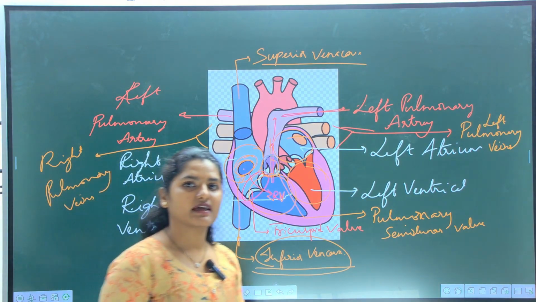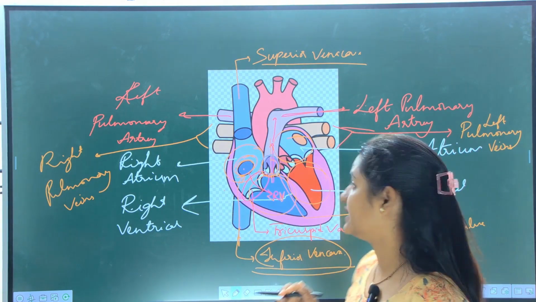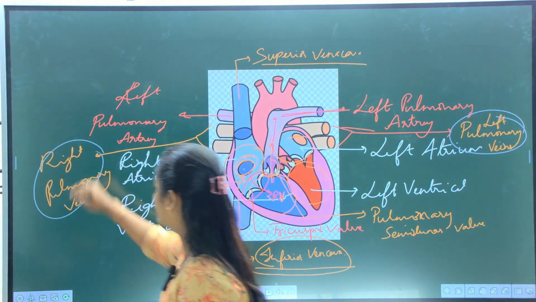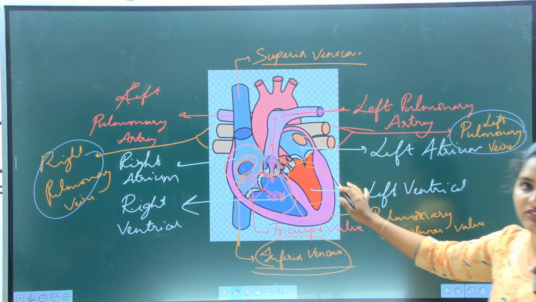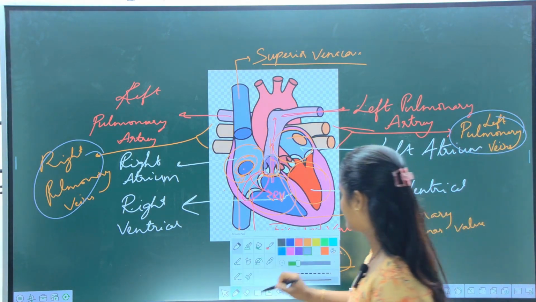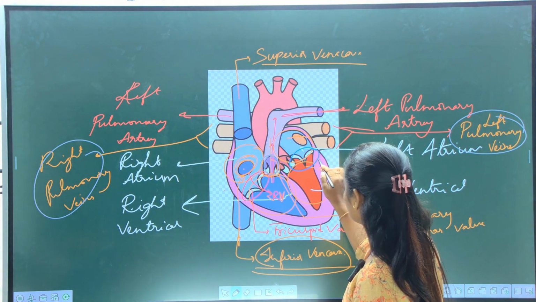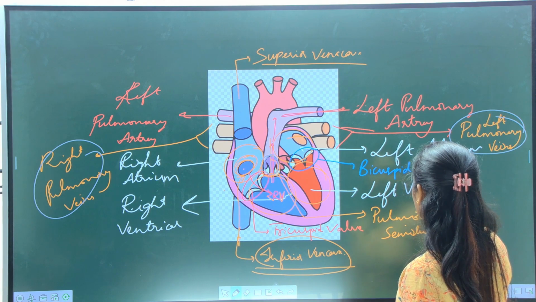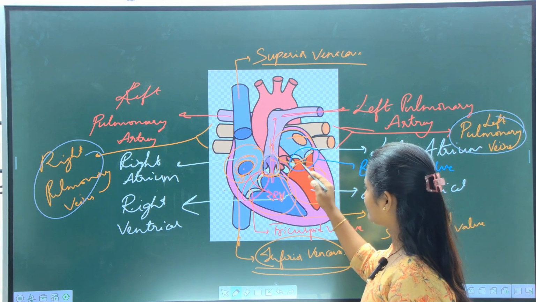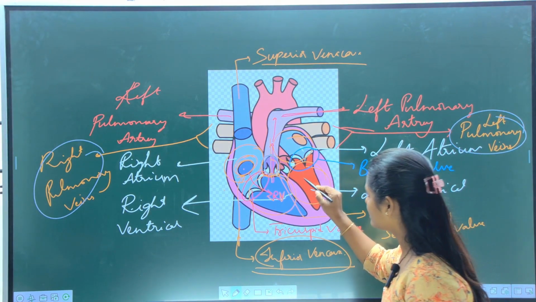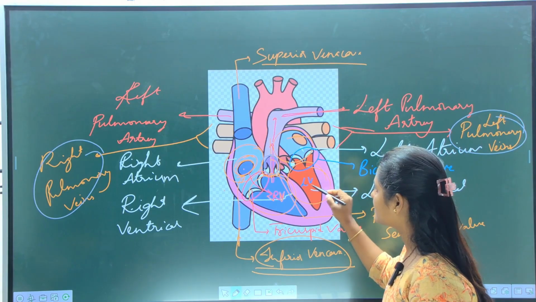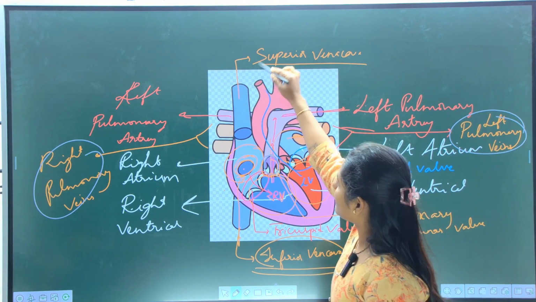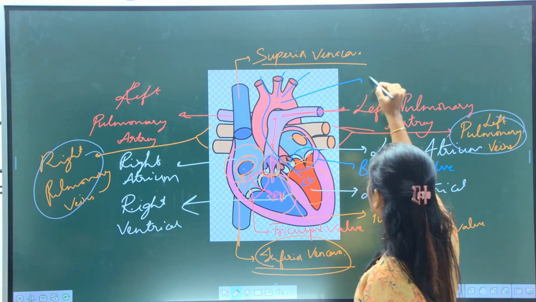And from the lungs, again oxygenated, that is purified blood, comes to the heart with the help of the pulmonary veins to the left atrium. Okay, so from the left atrium, with the help of the bicuspid valve, oxygenated blood gets into the left ventricle. This is the left ventricle, and from here oxygenated blood gets transferred to different parts of the body with the help of the aorta.